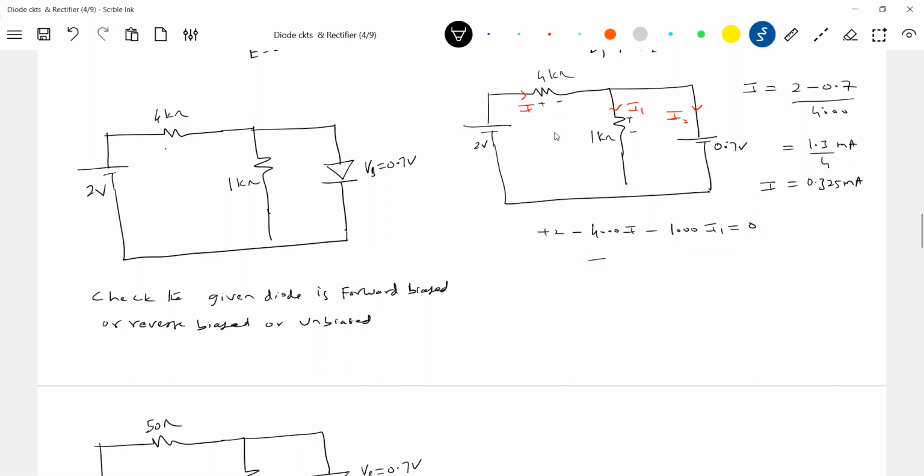Anybody value I1? This will be 1.3, no? 2 minus 1.3. Okay, we have the value here. Is equal to 1000 I1. I1 is equal to 0.7 milliampere. Let me check I2 now. So from the KCL, I is equal to I1 plus I2.